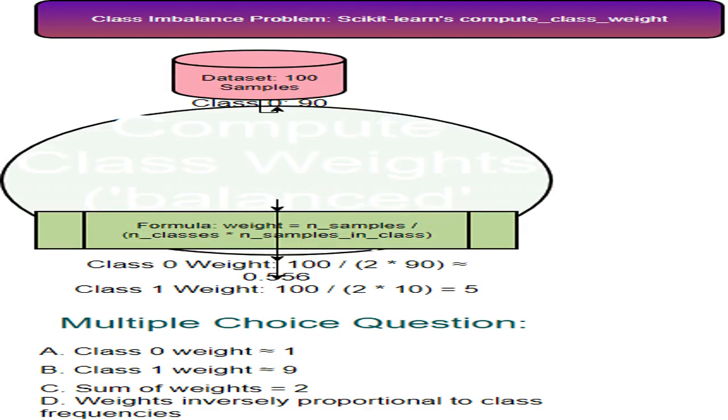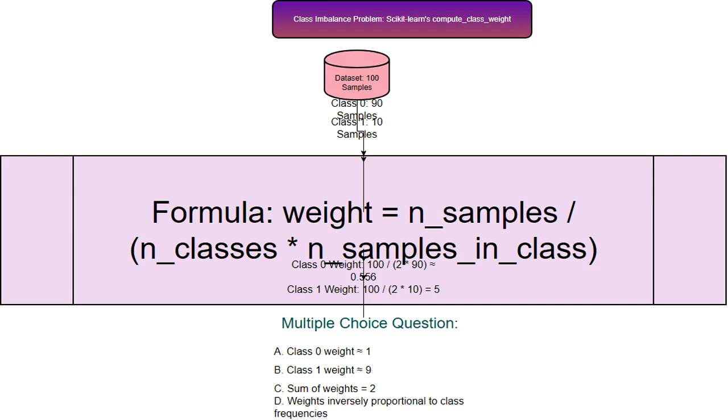This sets the mode for computing class weights. The balanced mode ensures that weights are inversely proportional to class frequencies. This is a key concept. This is the formula used to compute class weights in the balanced mode. Here, n_samples is the total number of samples. n_classes is the number of classes, 2 in this case. n_samples_in_class is the number of samples in the given class. Let's break it down step by step.